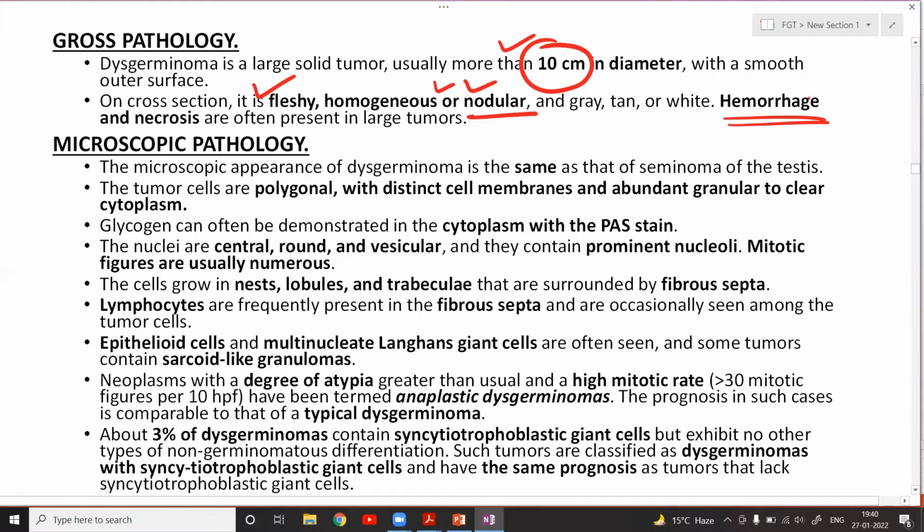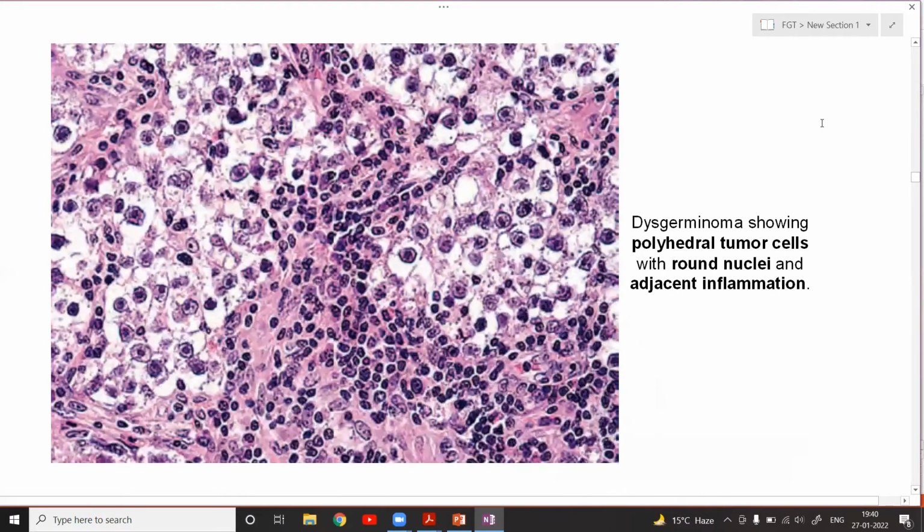Now, very important, let us discuss the microscopic picture. As you can appreciate over here, dysgerminoma is comprised of different kinds of nests. Can you appreciate this one nest? This is another nest. So this dysgerminoma is comprised of several different nests or groups of tumor cells, and in between, they are separated by fibrous septa. I hope everyone can appreciate this fibrous septa. This is the basic arrangement you are going to appreciate under the scanner view.